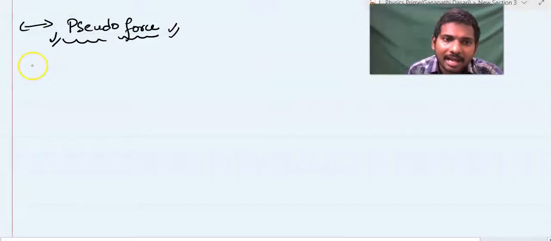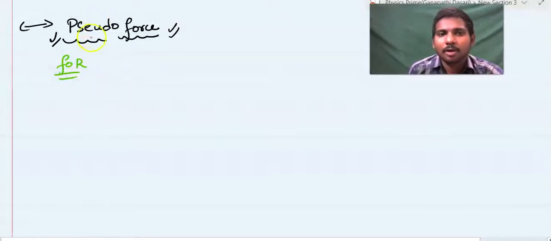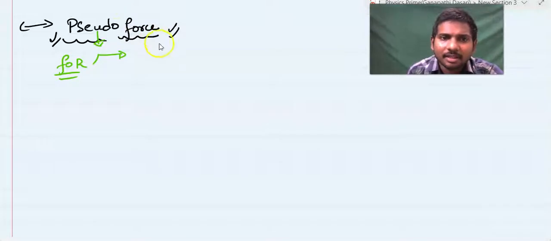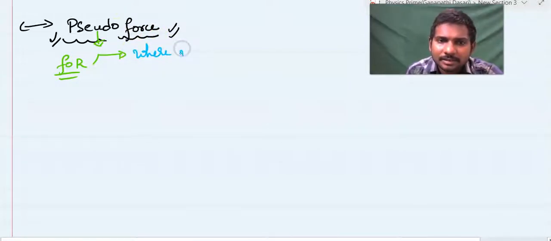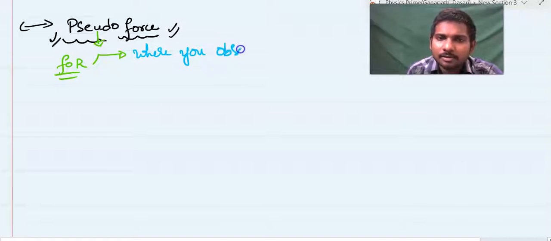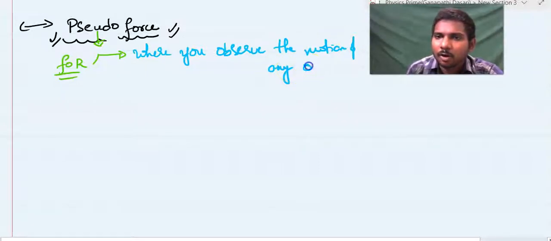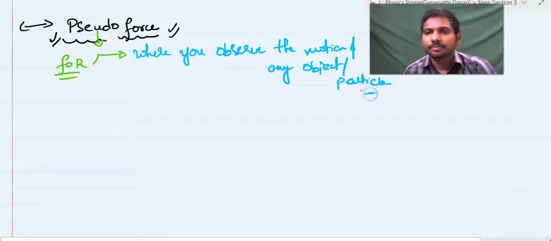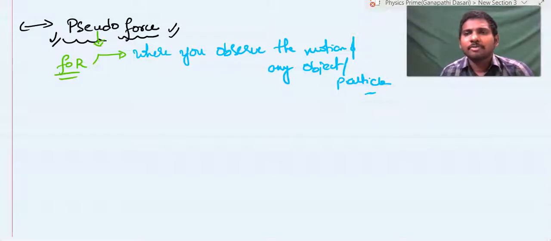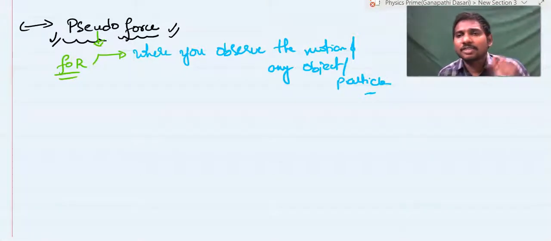we need to understand about frame of reference. So what is frame of reference? Frame of reference is a point or place where you observe the motion of any object or particle. Means what do you do? From where you are observing the things, that is called as frame of reference.